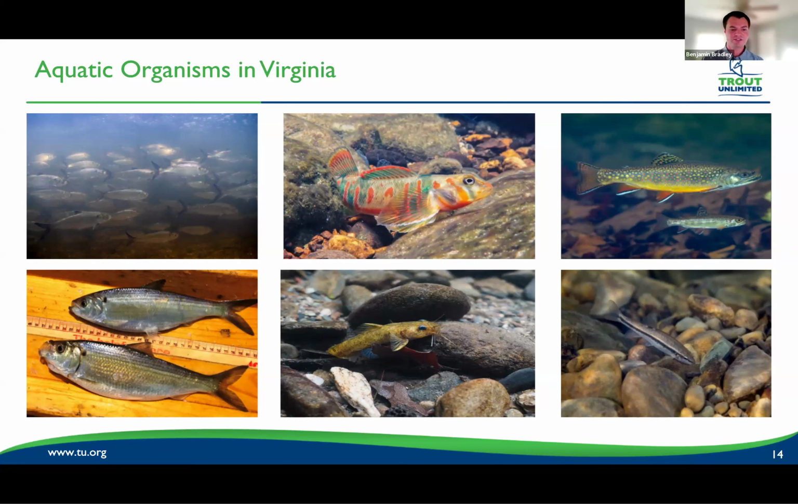And then we also have species like the brook trout, who is in the top right. Working for Trout Unlimited, I'm obligated to mention the brook trout. It is a popular sport fish here in Virginia and is the state fish of Virginia as well. And then down below the brook trout, we have a blacknose dace, just another common species. If you're fishing a stream with a brook trout in it, it probably has 10 times the amount of blacknose dace in it as well.